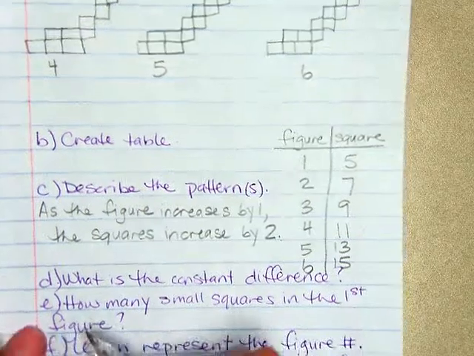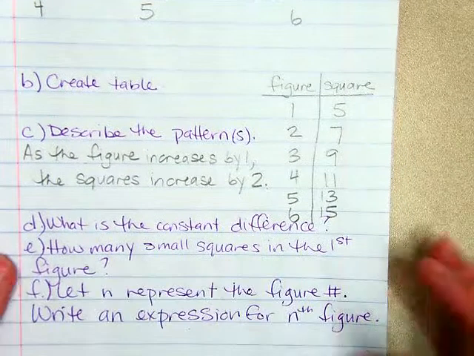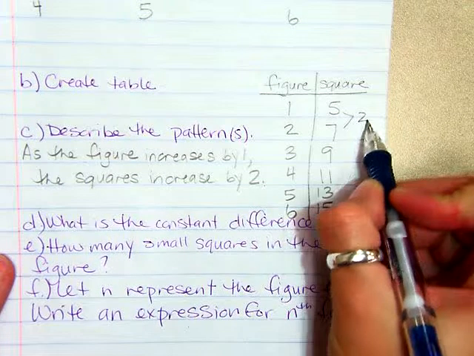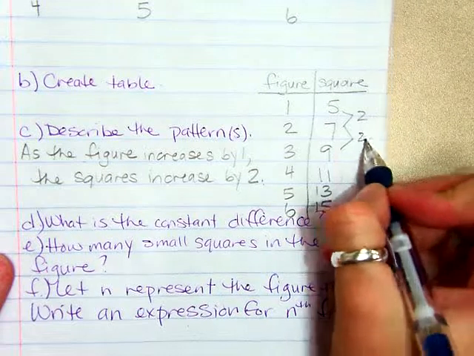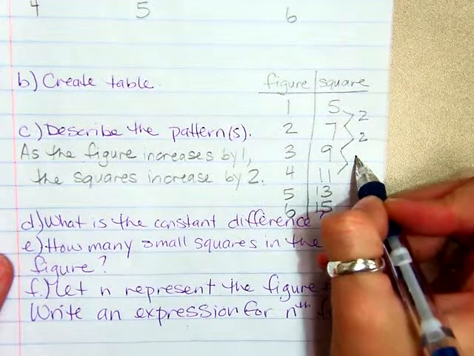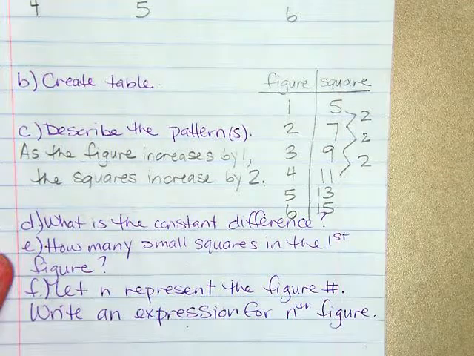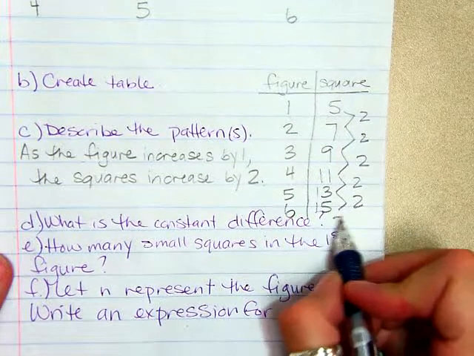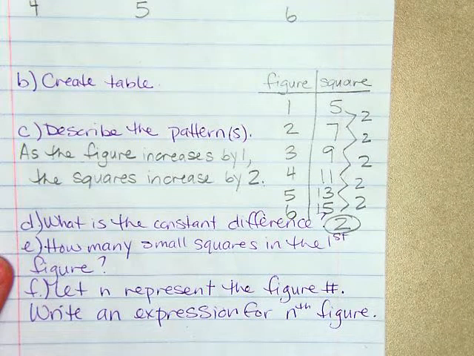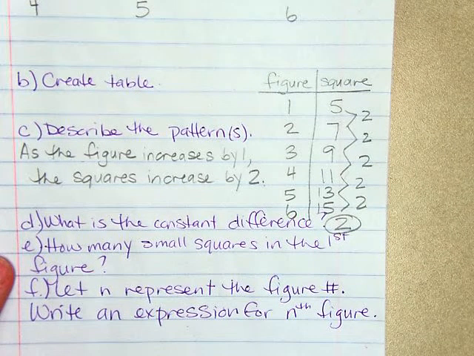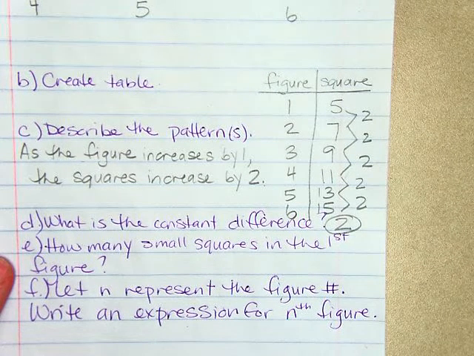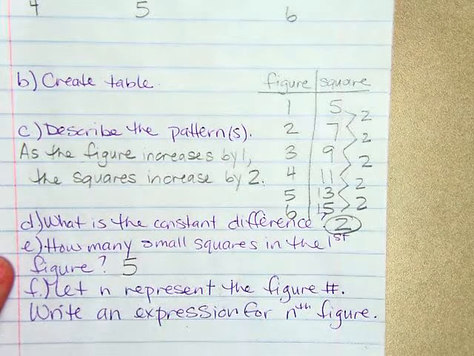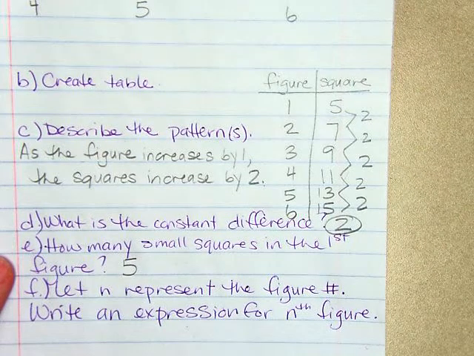So that leads me to my very next question that says, what is the constant difference? Well, if I subtract, 7 minus 5 gives me 2, 9 minus 7 gives me 2, 11 minus 9 gives me 2, 13 minus 11. So it looks like my constant difference is just going to be 2. How many small squares are in the first figure? Well, when I go back, I can look at my chart or I can look at the picture. The answer is just 5. There's 5 small squares in the first figure.